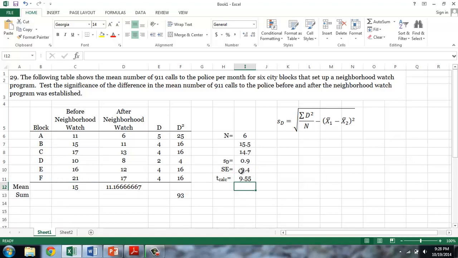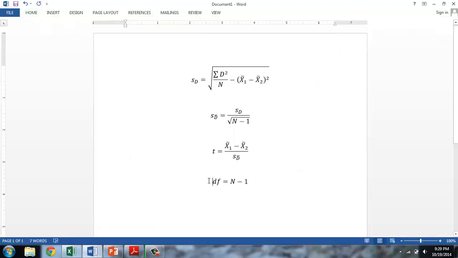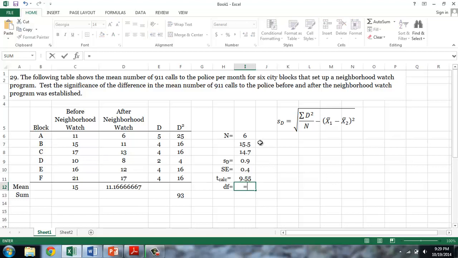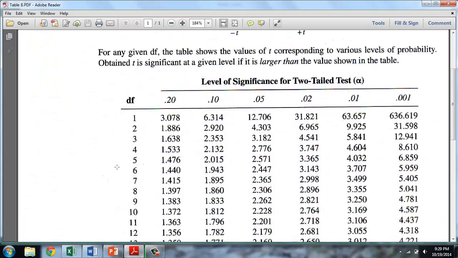Now we have to compare our calculated t to a critical t, which we obtained from the table in the back of the textbook. In order to arrive at a critical t, we need to know the degrees of freedom. In the case of dependent sample t-tests, the degrees of freedom are equal to n minus 1, which is equal to 6, or n, minus 1, or 5. For 5 degrees of freedom, at the 0.05 level of significance, we obtain a critical t of 2.571.